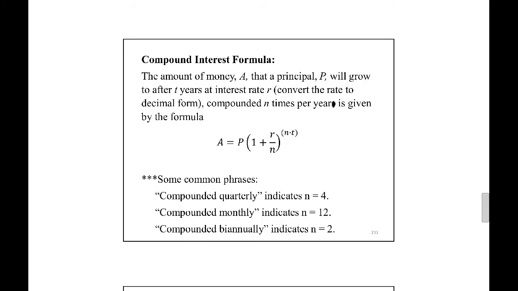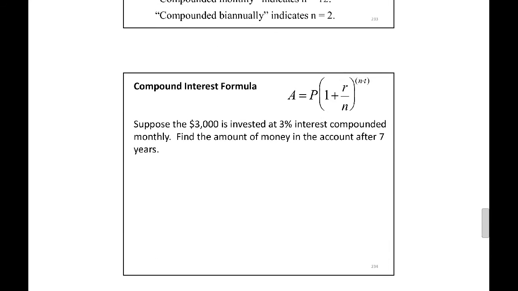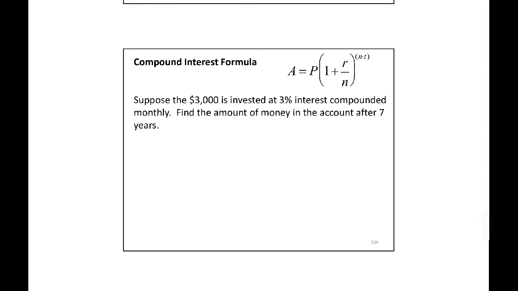So let's go ahead and dive into a question. Suppose that $3,000 is invested at 3% interest compounded monthly. Find the amount of money in the account after 7 years.